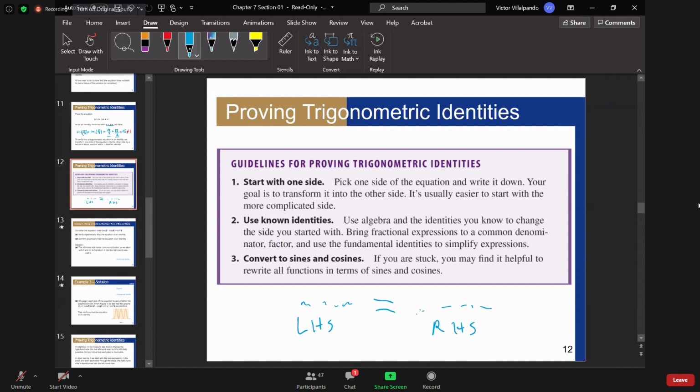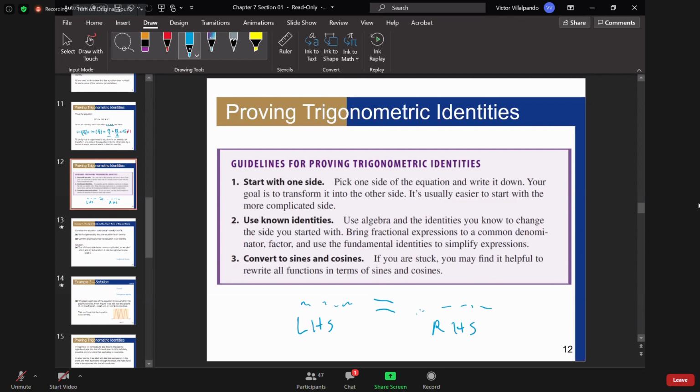Start with one side, either the left or the right. Left-hand side or right-hand side. Pick one side of the equation and write it down. Your goal is to transform it into the other side. It's usually easier to start with the more complicated side. For example, in example 1, the first problem, we started with a more complicated expression, and we simply ended up with secant. So start with the one that looks more complicated.